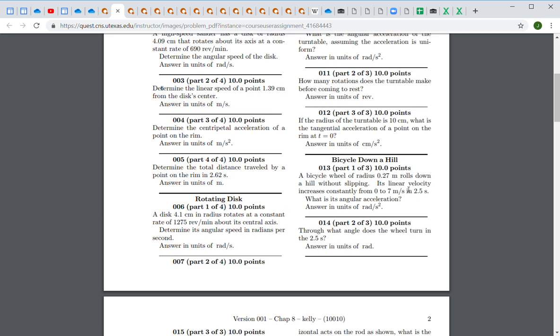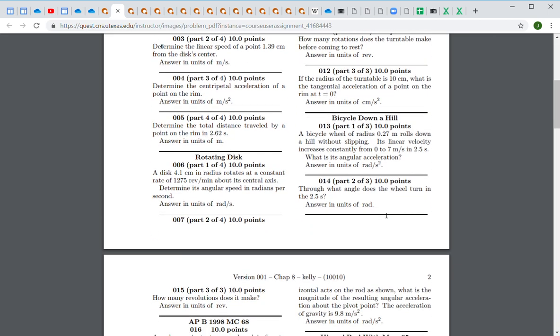So in this case, we know omega initial is 0. Omega final is going to be, well, we use v equals r omega using this v and solve for omega final to get omega final in radians per second. And then to find the angular acceleration, we're going to use omega final equals omega initial plus alpha times t. We know omega final and omega initial. We know t, so we can solve for alpha in that equation. When we put everything in SI units, then the answer will be in radians per second squared.